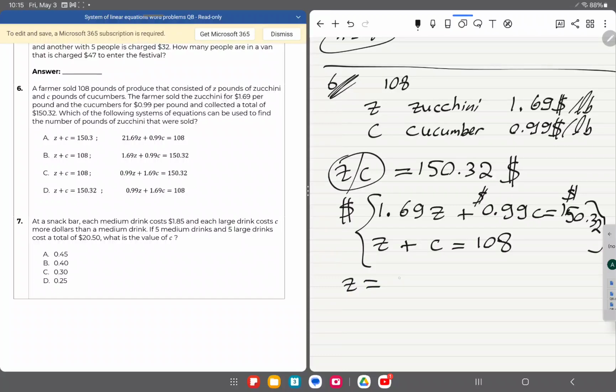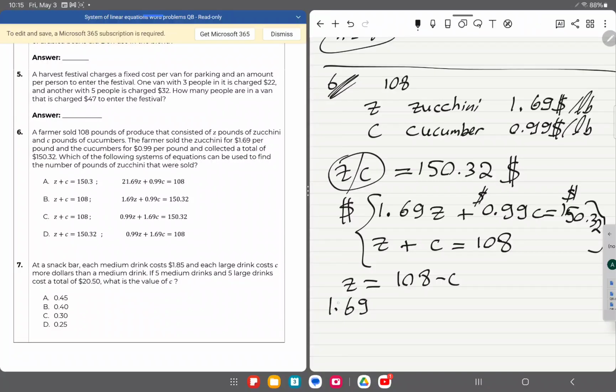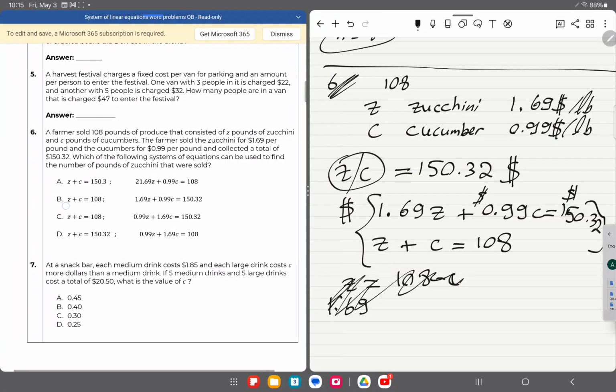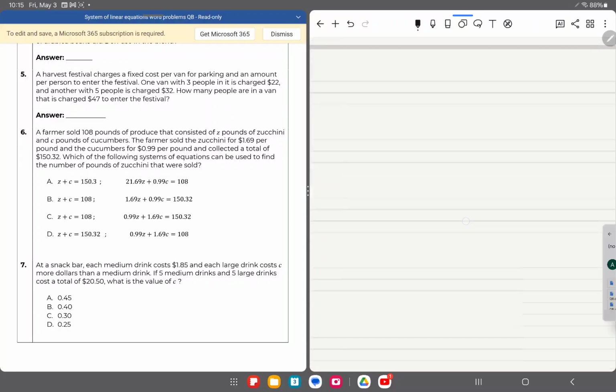Z is equal to 108 minus C. You don't really have to solve this. Z plus C is equal to, sorry, I didn't really notice this one. Z plus C is equal to 108, 1.69 Z plus 0.99 C is equal to 105. So B is my solution. B over here is my solution.